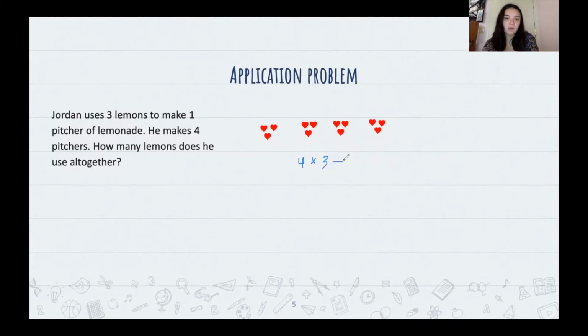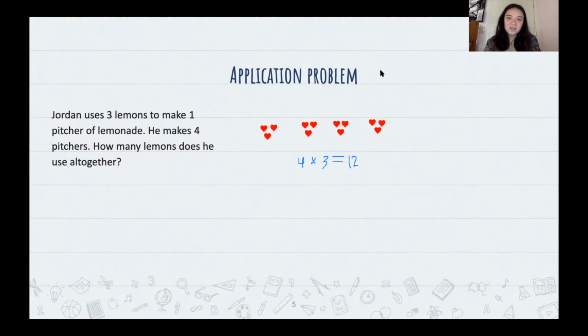So how many do we have altogether? You can count them. You can skip count, because we just skip counted by threes. Or you can add them together like a repeated addition equation, but 4 times 3 is going to equal 12. If you double check, we have 1, 2, 3, 4, 5, 6, 7, 8, 9, 10, 11, 12 stamps altogether, so 12 lemons. That means that our answer is correct.